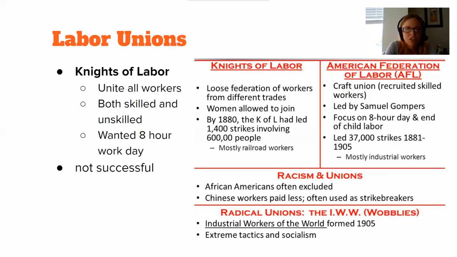Now, the AFL, to contrast, only accepted skilled workers. They put them in trade unions, craft unions. They also did not accept women. They did not accept African Americans or minorities. So that's the difference between the Knights of Labor and the AFL. The main leader of the Knights of Labor, you should maybe remember, is Terence Pemberley. And for the AFL, their main leader was Samuel Gompers.